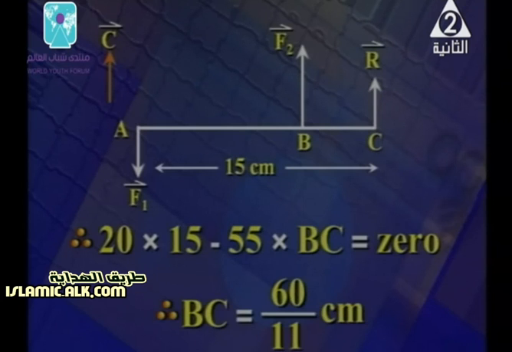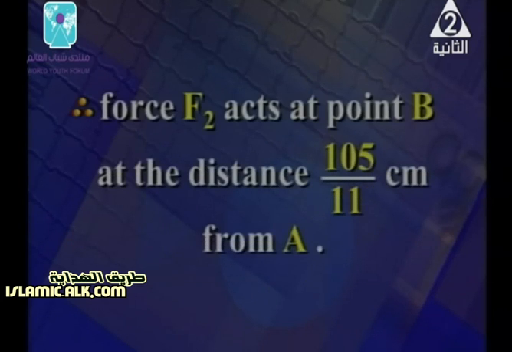Therefore, BC equals 60 over 11 centimeters. What do we mean? It means F2 acts at 60 over 11 from point C. Force F2 acts at point B at a distance of 105 over 11 centimeters from A.